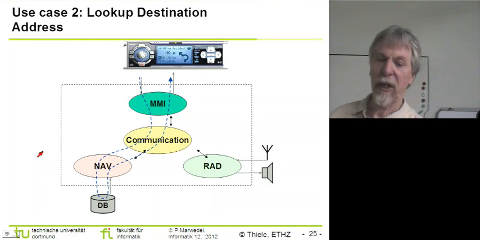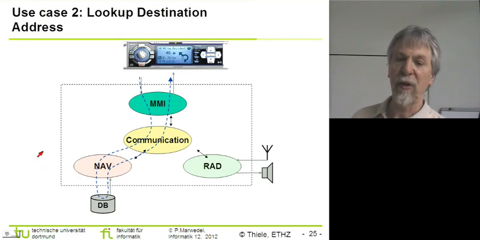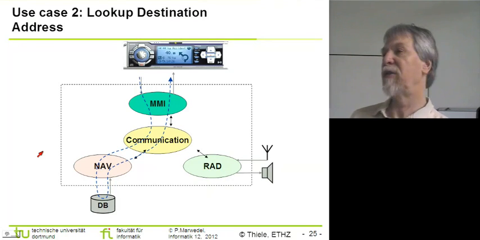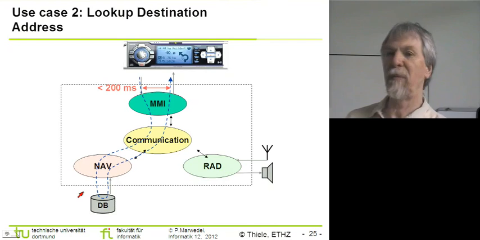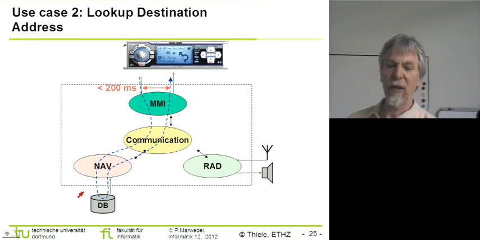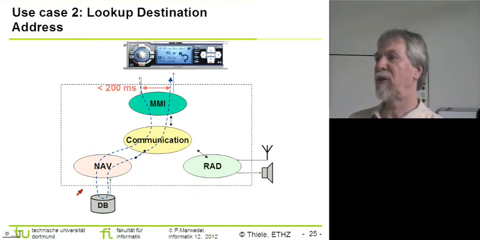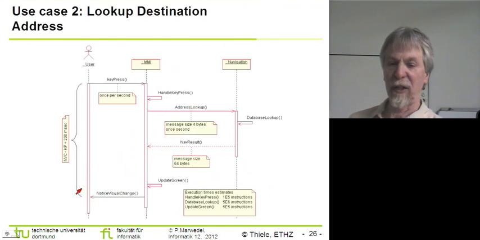Now we also have to look at another use case. As a second use case, we could try to look up a certain destination address. We would like to see some friend of ours, but we forgot the address. So in that case, we would like to fetch the address from the database. Again, we have a specified maximum delay there. We assume that the reaction doesn't have to be really immediate, but the delay also shouldn't be too large so that we get the impression that the system is actually working for us.